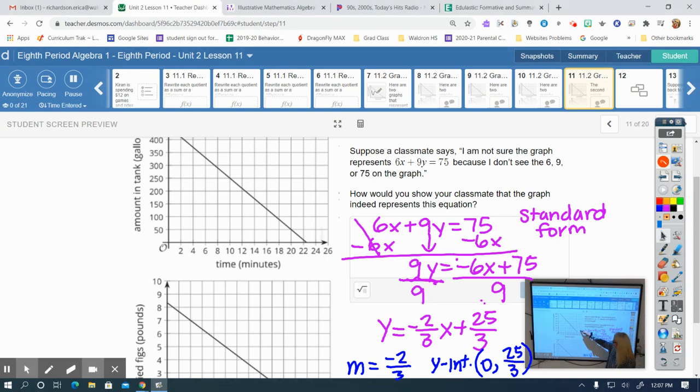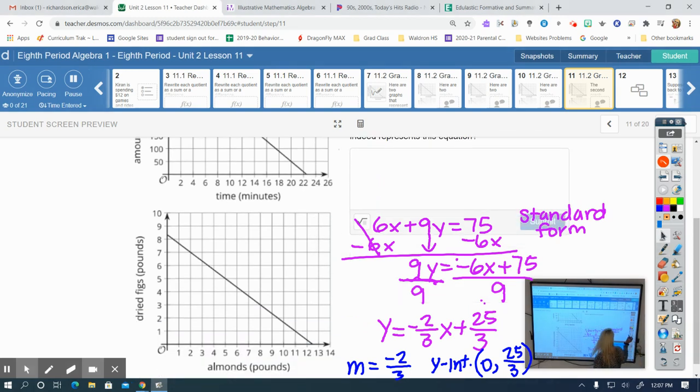So if we look at the graph, you can see that that y-intercept is about 8 1/3. So it's about right here where the graph starts. And then we can find the slope if we pick 2 points that are going through the corners. We go down 2 over 3. So m is equal to negative 2/3. And we can see that that's our slope.